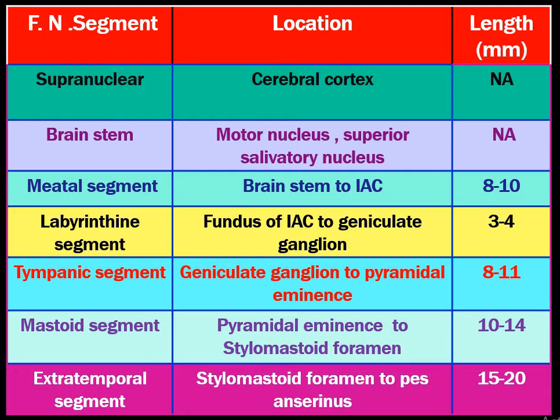The tympanic segment starts from the geniculate ganglion to the pyramidal eminence. It is around 8 to 11 millimeters in length. The mastoid segment starts from the pyramidal eminence to the stylomastoid foramen, which is 10 to 14 millimeters in length. And the extratemporal segment, which is the longest segment, starts from the stylomastoid foramen to the pes anserinus. It is stressed here that the facial nerve has the longest intratemporal course in the temporal bone.